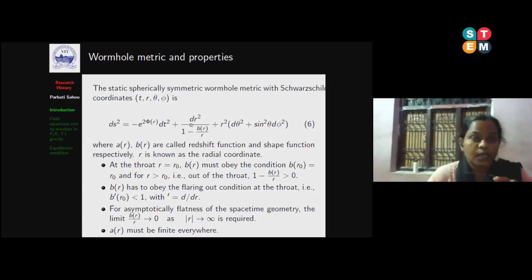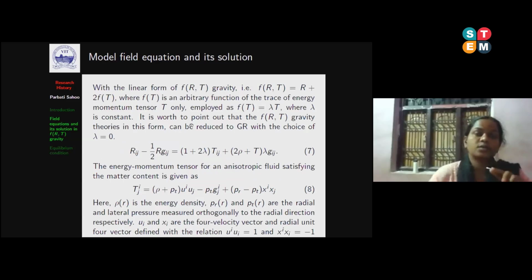Here is the model field equation, and we are going to find these solutions. In this model, we have considered the first linear form of f(R,T) gravity, and the most interesting part of this form is that if we consider the coupling constant lambda to be 0, it immediately reduces to GR.